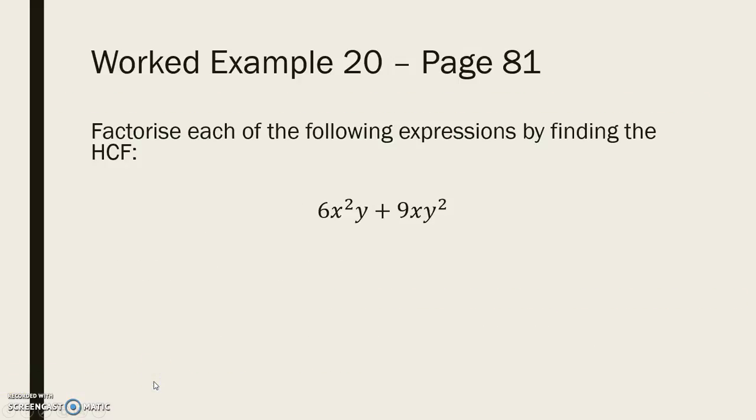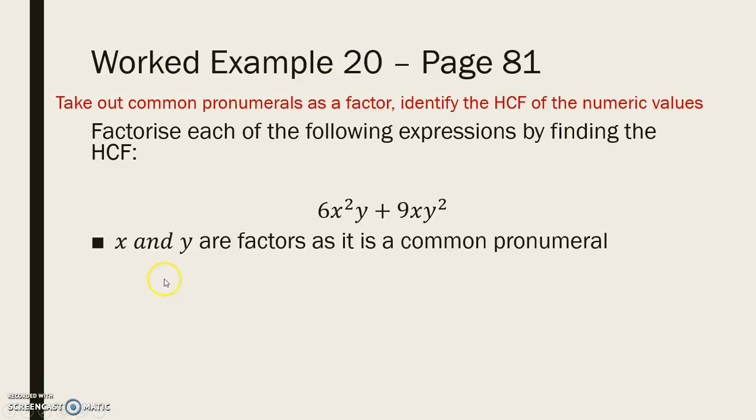Okay, now we're looking at some with powers, so that makes things a little bit more complex, but it's just reversing your index laws. Same process though. What letters are common to both? X and y are common factors, not x squared. So x squared is not a common factor because we've only got one x here. Remember, x squared means x times x. So only one x is common. Same with the y's. So xy is a factor of both.